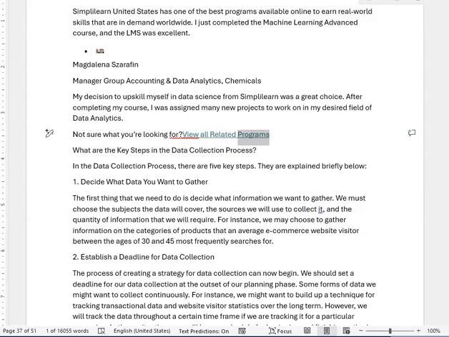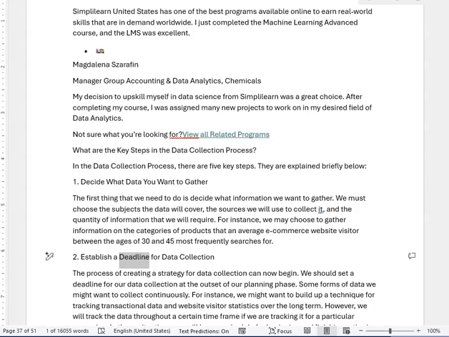What are the key steps in the data collection process? In the data collection process, there are 5 key steps. They're explained briefly below. 1. Decide what data you want to gather. The first thing that we need to do is decide what information we want to gather. We must choose the subjects the data will cover, the sources we will use to collect it, and the quantity of information that we will require. For instance, we may choose to gather information on the categories of products that an average e-commerce website visitor between the ages of 30 and 45 most frequently searches for.